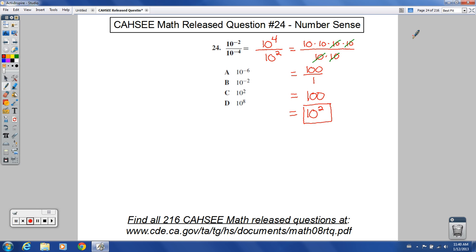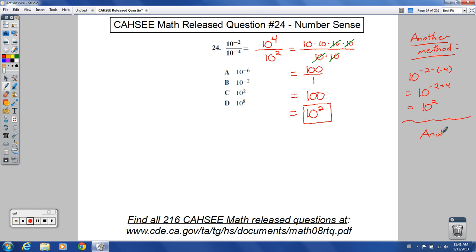So another way to do this, another method, is you may have learned this in algebra, I hope you did, that if you have something like this, you can just subtract the powers, same base and different powers. You can take the powers and subtract them. So it's like 10 to the negative 2 minus 4, which is the same thing as 10 to the negative 2 plus 4, which would be 10 squared. And so that's another method.